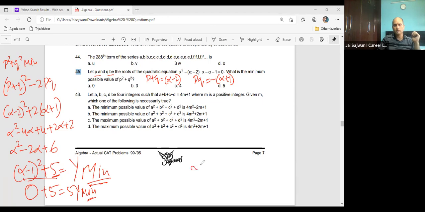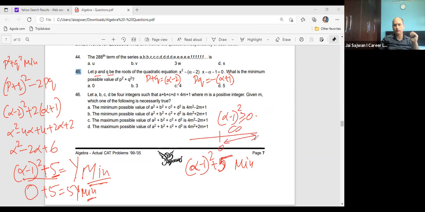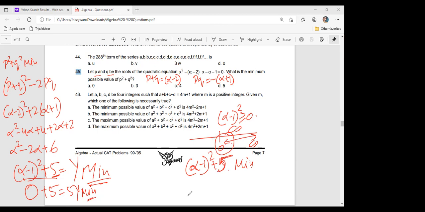So what you are getting is alpha minus 1 ka square plus 5. I want to find out the minimum value of this. Acha, 5 to duniya mein 5 hi rahega. I cannot change anything in this. But I know any perfect square number, alpha minus 1 perfect square number, will be 0 or greater than 0. It can go up to infinity, but it has to start from 0 till infinity. So the minimum value here is 0 plus 5, which comes out to be 5. Is it fine now? Yes, sir.